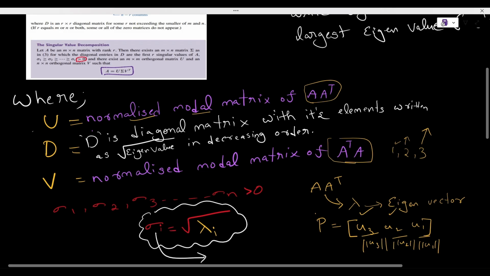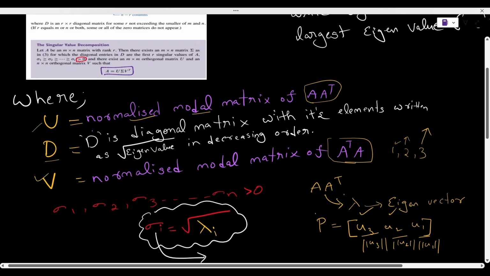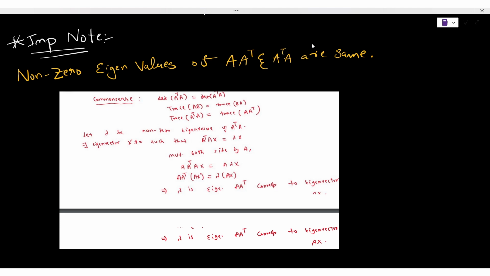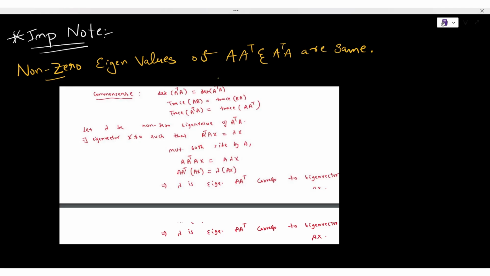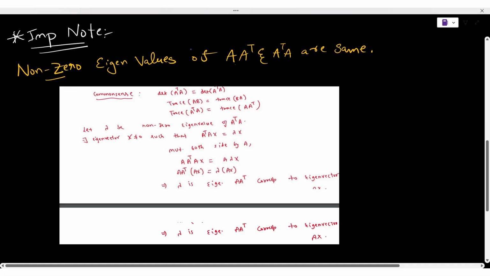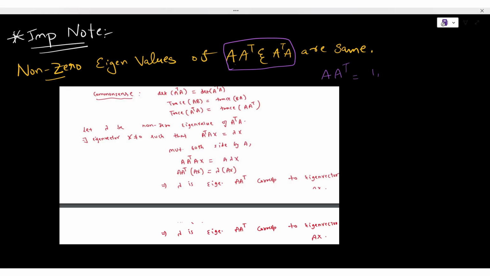After finding U and V, we have to find D. For D, what we have to do? Before finding D, we have to know an important property: non-zero eigenvalues of A into A transpose and A transpose into A are always the same. This property is very important. For example, if A into A transpose has eigenvalues 1, 2, 3, then A transpose into A eigenvalues are also 1, 2, 3.